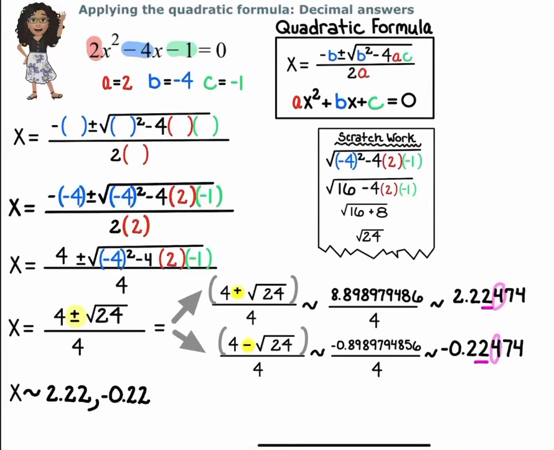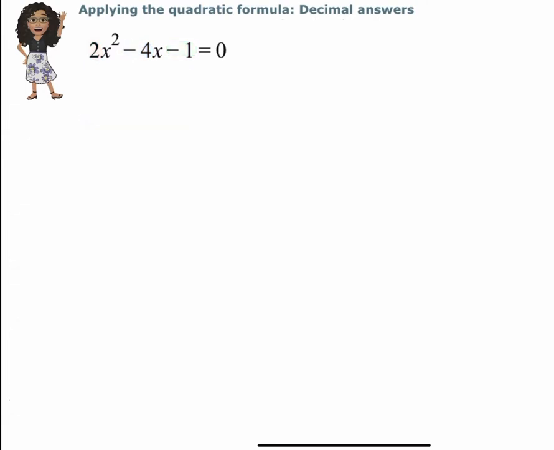In this example, we will apply the quadratic formula and settle for a decimal answer. When solving a quadratic equation, there are many methods, including completing the square and factoring. But the strength of the quadratic formula is it works every time.